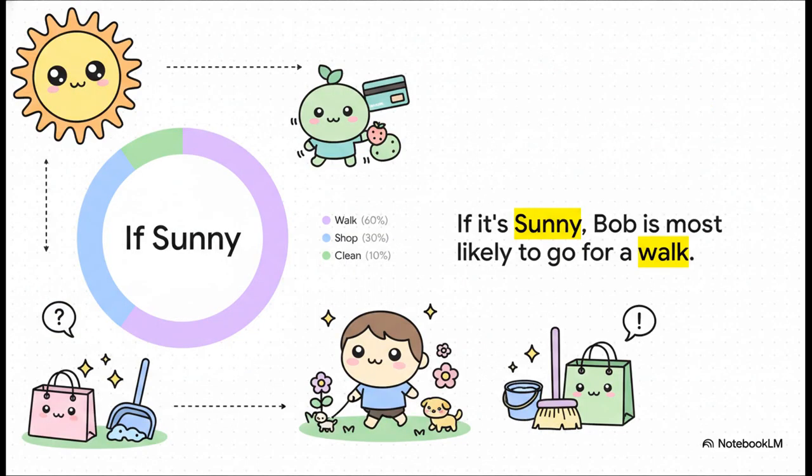And this is a perfect illustration of those emission probabilities. If it's sunny, Bob is super likely to go for a walk, a 60% chance. But on the flip side, if Bob told you he was cleaning, you'd be pretty suspicious it was a rainy day, right? Because the chance of him cleaning when it's sunny is only 10%. His actions are a really powerful clue.